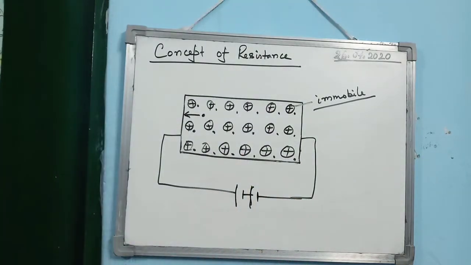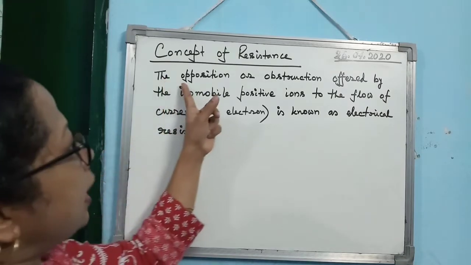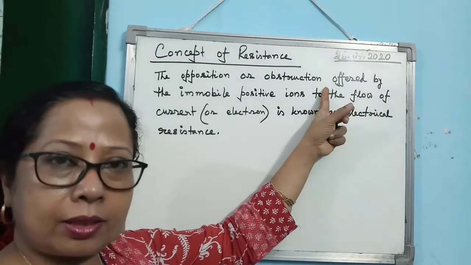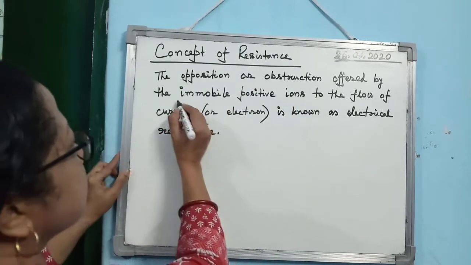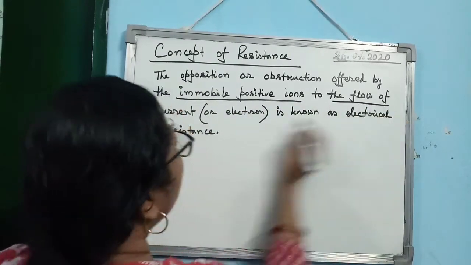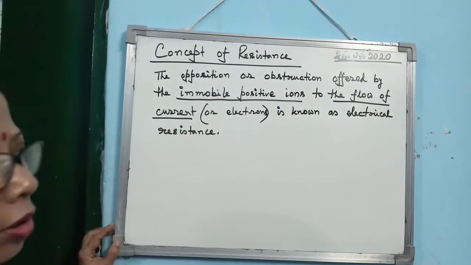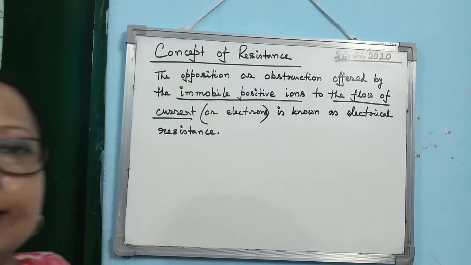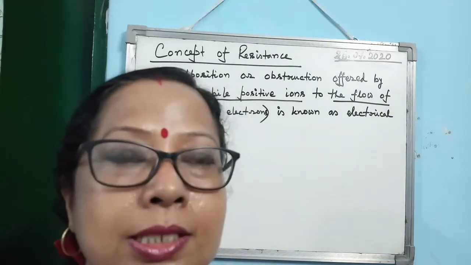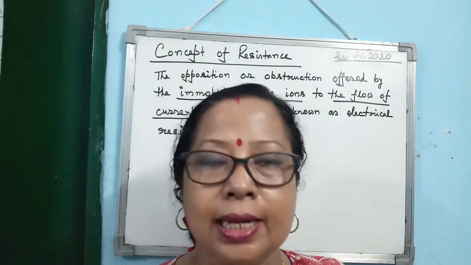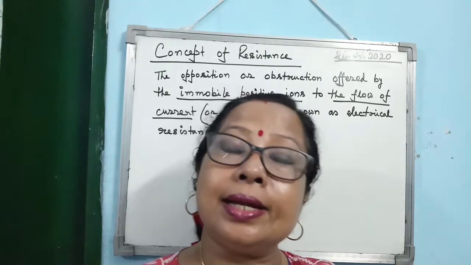So how can you define resistance? The opposition or obstruction offered by the immobile positive ions to the flow of current, or you can say the flow of electrons, is known as electrical resistance. So you see, we have got the concept of electric charge, electric current, electric potential difference and electric resistance.